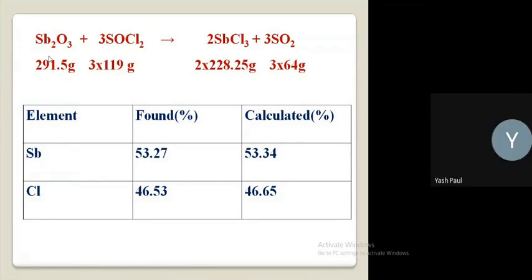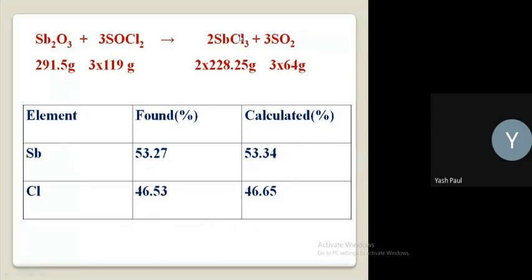Thionyl chloride is very cheap. Commercial thionyl chloride is only 32 rupees per liter. Antimony trioxide is a bit costly, but you need not use pure thionyl chloride; you can use commercial thionyl chloride. What is the beauty of this reaction? There is no solvent. We are using SOCl2 as a solvent as well as a reactant. When we put thionyl chloride on antimony trioxide, sulfur dioxide gas will be evolved.